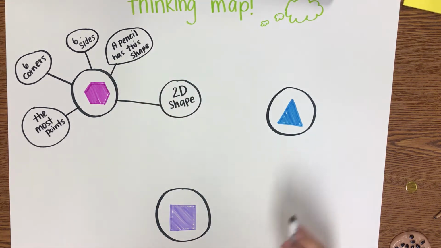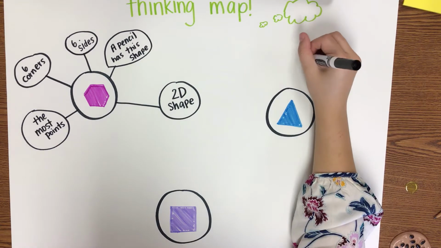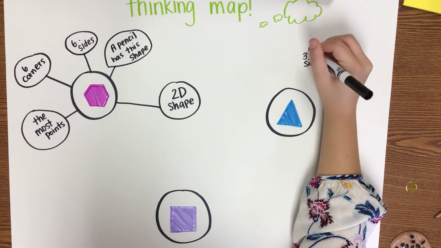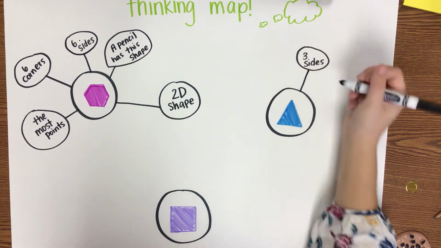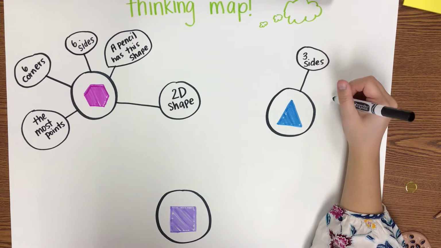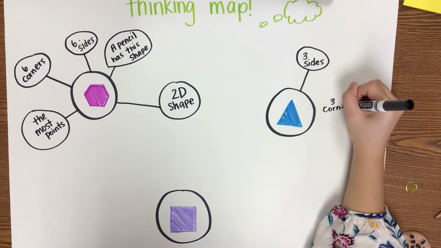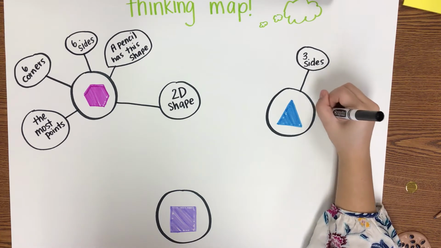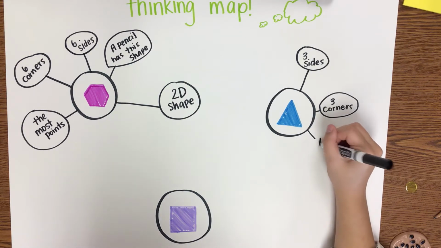All right, let's move over to the triangle. How many sides does a triangle have? 3. 3 sides. How many corners? 3 corners. We could say that it looks like a pizza slice.